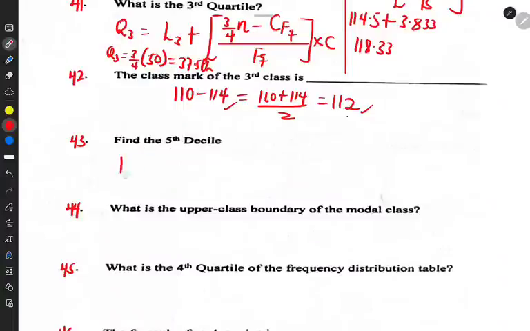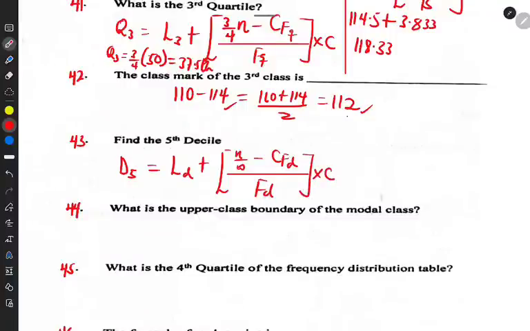So fifth decile, D5, is supposed to be equal to the lower class boundary of the decile class, plus n over 10 minus the cumulative frequency that comes before the decile class, divided by the frequency of the decile class, and then multiplying with the class size. So we flow like that, and then we are good to go.